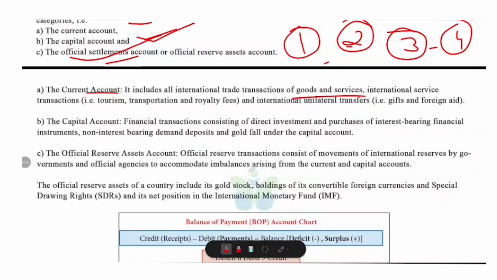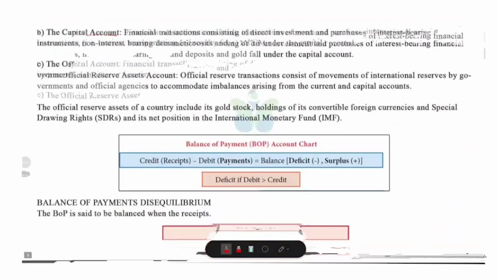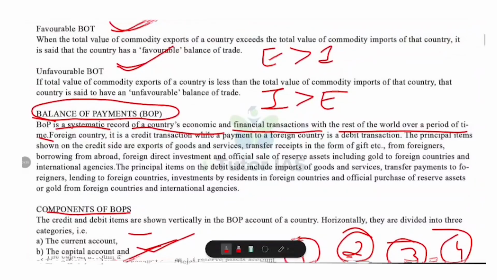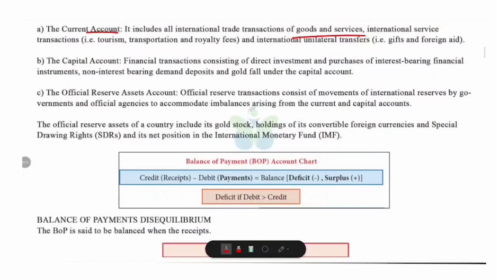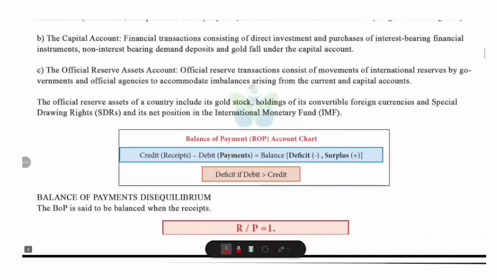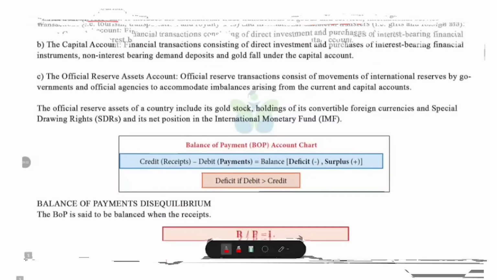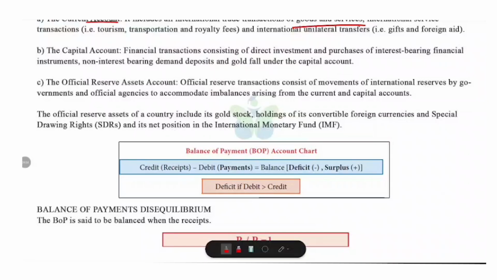Okay, so what is the main difference between BOP and BOT? Do you know what is the main difference? Yes, the scope in BOT is only visible trade, and in BOP both visible and invisible trade are included. Now, note that in balance of payment we have credit transactions and debit transactions.